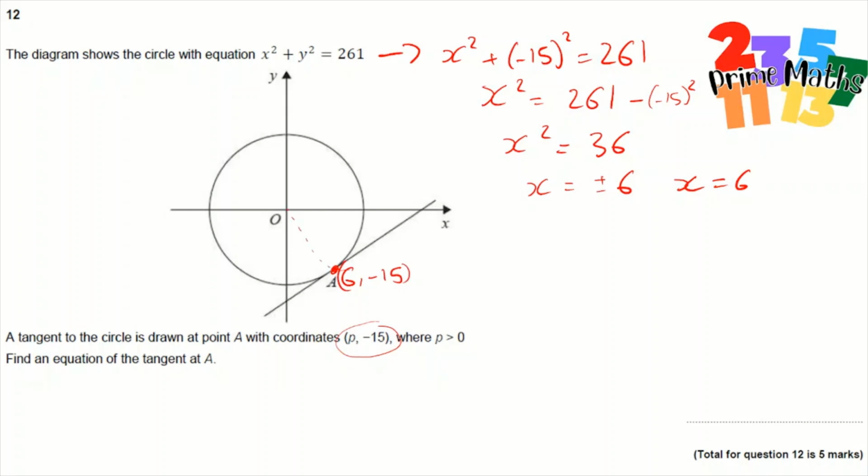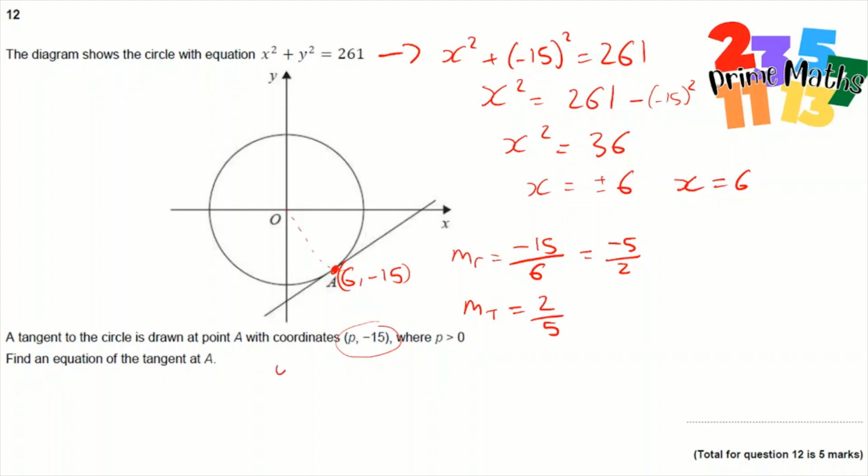I can work out the gradient of my radius. The gradient of the radius is my difference in y from 0 to minus 15, divided by my difference in x from 0 to 6. So my gradient of my radius is minus 5 over 2. That means the gradient of my tangent must be positive 2 over 5.